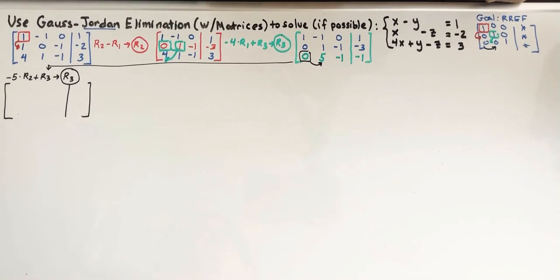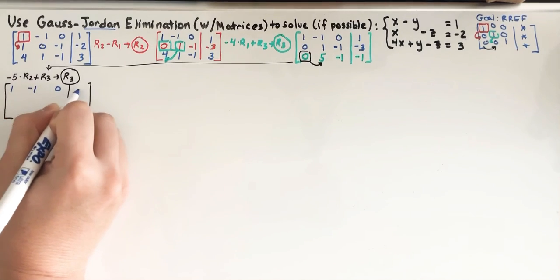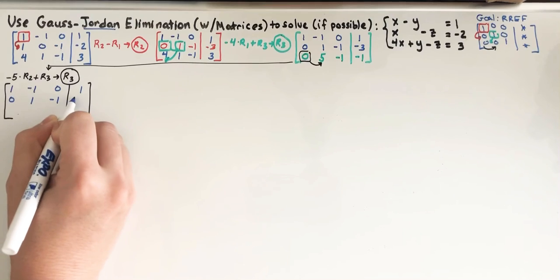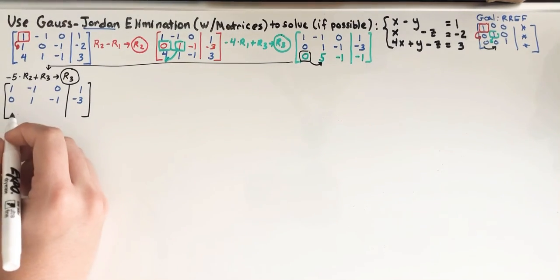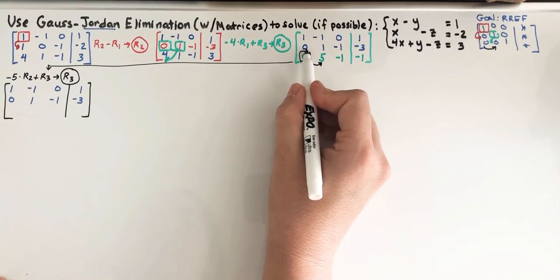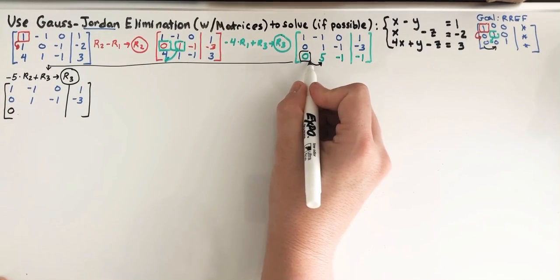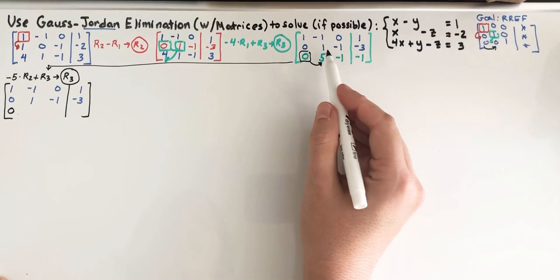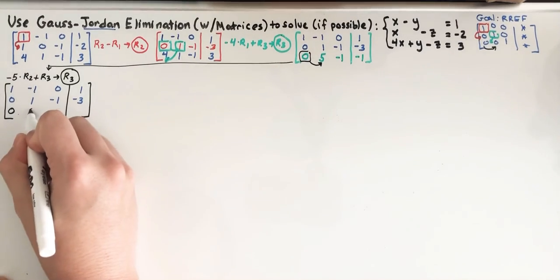So let's copy and paste rows 1 and 2 since they are unchanged in the end here. 1, -1, 0, 1. 0, 1, -1, -3. Again, watch me carefully. In row 3 here, let's get our new entries. -5 times row 2, the old row 2, would be 0. 0 plus 0 is 0, which is good news. We don't want to change the good stuff we already got. Let's go to our next entry. -5 times 1 is -5. Plus 5, that's the 0 that we wanted.